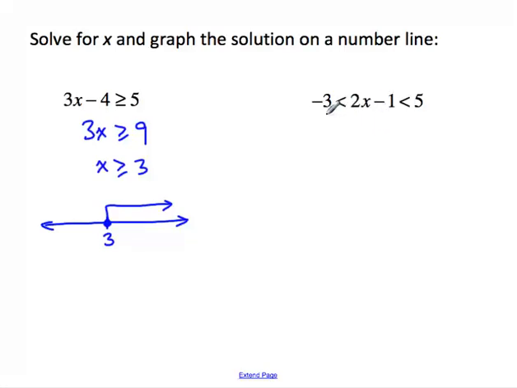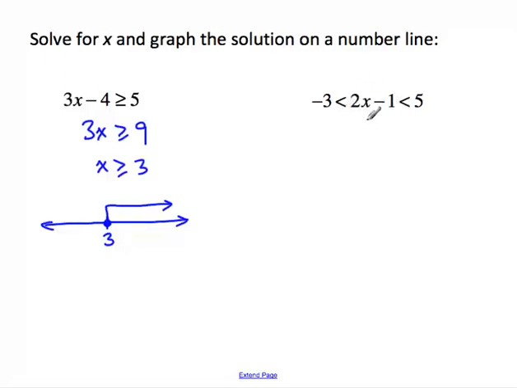If I want to do anything to any one of these parts of the inequality, I have to do it to all the others. So it's kind of like having multiple equal signs. Here we have multiple inequalities. So I want to isolate the x. The first thing I'm going to do is get rid of that 1. To get rid of the subtraction of 1, I add 1.